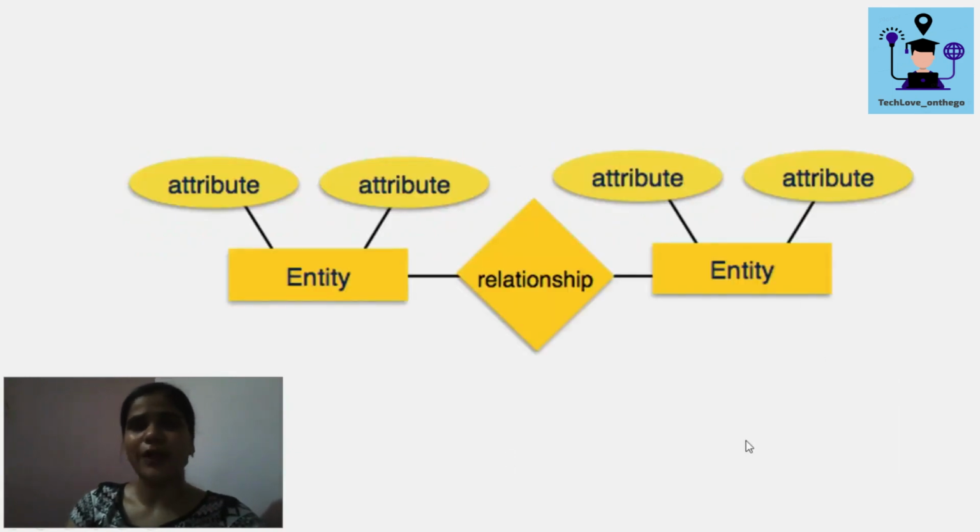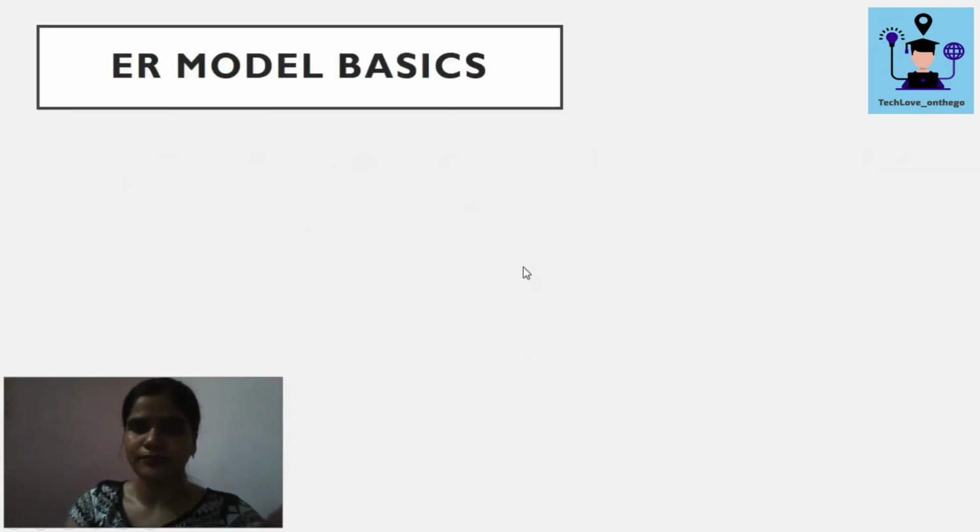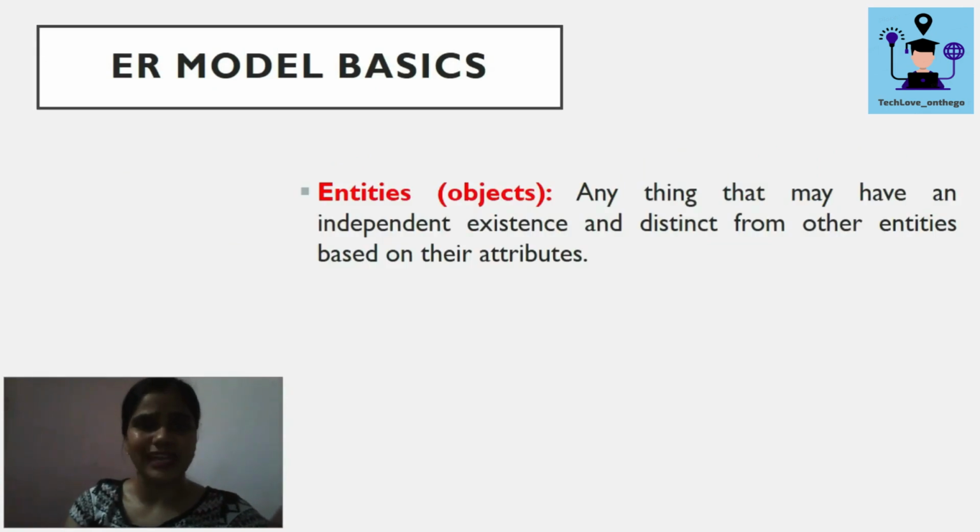So this particular example shows that in an ER diagram, three basic important objects are: the first one is entity, the second one is attribute, and the third is relationship. As we can see, there is a relationship between these two entities, and entities have some attributes. So let's move forward to some basics, like what an entity is.